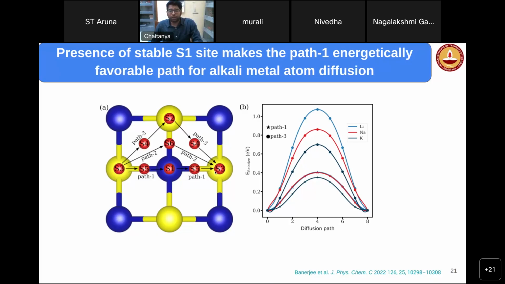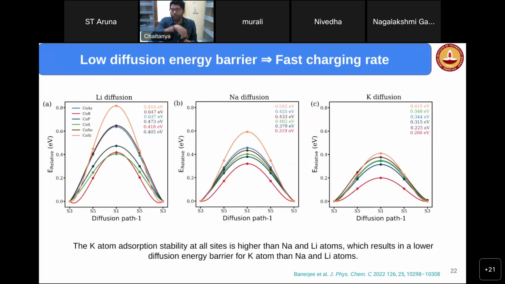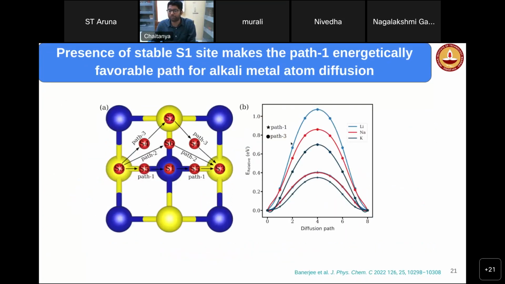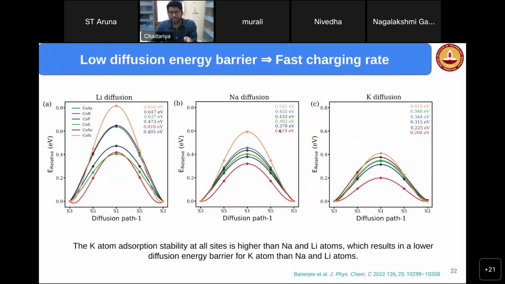Okay. So once we understand that, we calculated the diffusion energy barrier for all these materials as well as for the lithium, sodium, and potassium. And as you can see here, the diffusion barriers for the potassium are the lowest along the path 1. Okay, so we are no more calculating path 1 and path 3 because we already understood that path 1 is the most stable one. For the path 1, for all these systems, cobalt arsenide, boride, etc., for lithium, sodium, potassium, when you are comparing, what we are observing is potassium is the one that is having the least barrier.